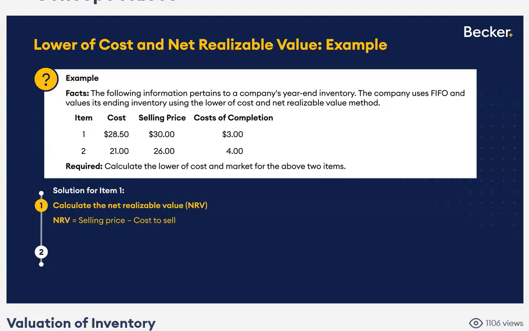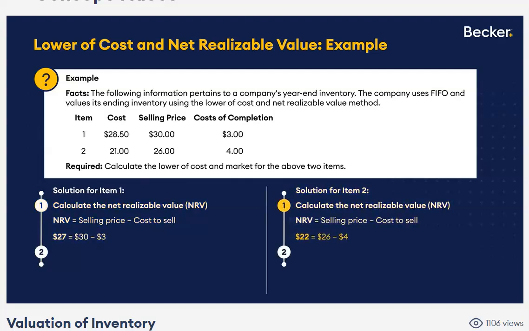So for item one, I take my selling price, 30, minus my cost to sell, I get 27. For item number two, I take my selling price, 26, minus my cost to sell, 4, 22. Step number one, I have my net realizable value.